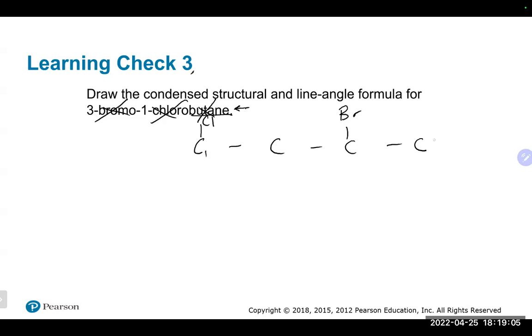Now we are left with just hydrogens. Guy at the end needs 3 to get to 4 bonds. This guy needs 1. This guy needs 2, and this guy here needs 2 as well. Any questions on that one? Line structure would be 4, which looks like that. 1, 2, 3, 4. Again, off of the first carbon here, we have a chlorine. Off of the third carbon, which in my case would be here, has the bromine. And again, I'm calling this carbon number 1 right there. Any questions on either of those?